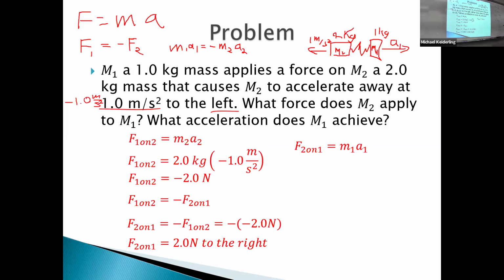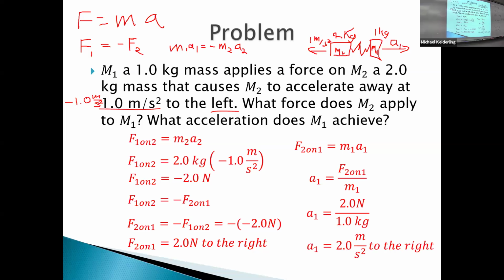The force of 2 on 1 is mass 1 times acceleration 1. So acceleration 1 is force of 2 on 1 over mass 1. So 2 newtons divided by 1 kilogram. Acceleration 1 is 2 meters per second squared. Any questions about that?